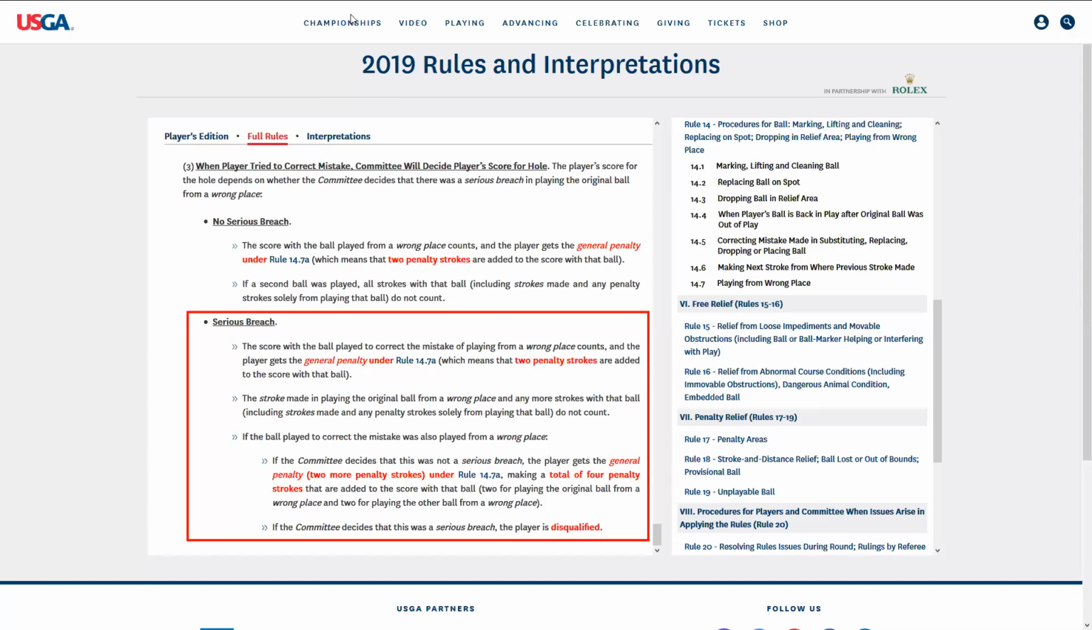Hole 12. Hole 12, Aaron Hill? Is there a story there? No. Okay.